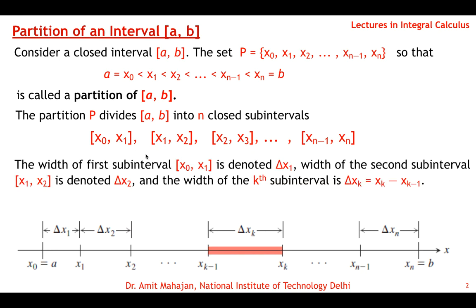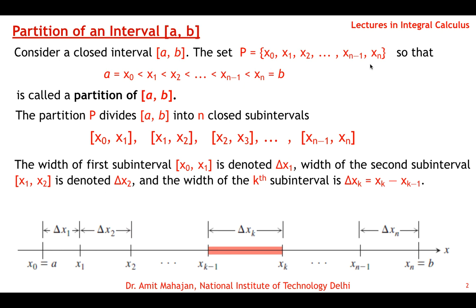The second point to note here is that we can calculate the width of each subinterval, and we denote the width of subinterval x0 x1 as delta x1. Similarly, the subinterval x1 x2, its width is denoted by delta x2. So on, the subinterval xk minus 1 to xk, its width is denoted by delta xk, and xn minus 1 to xn, its width is denoted by delta xn.